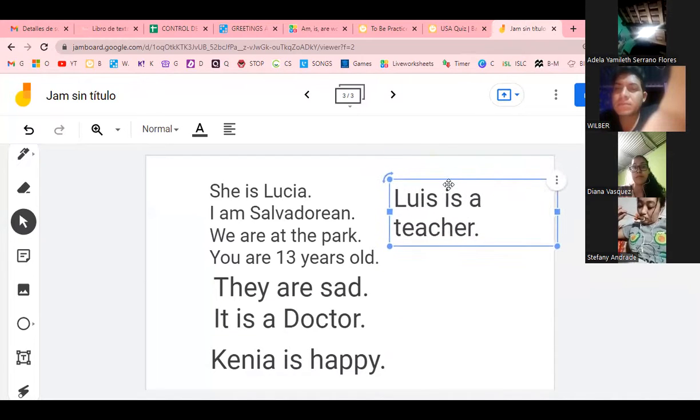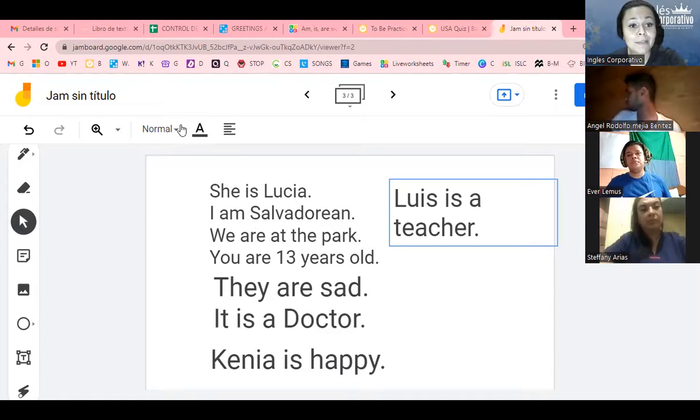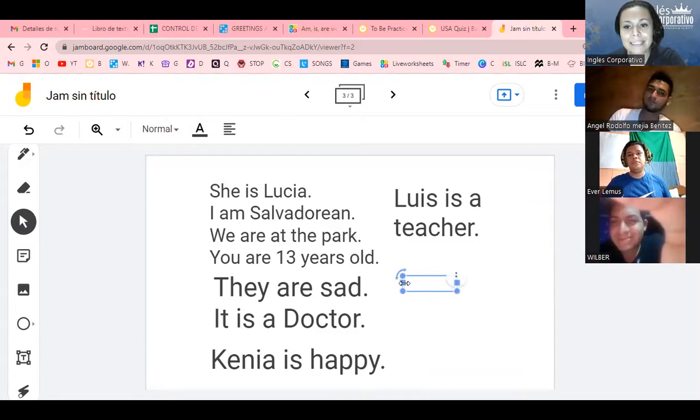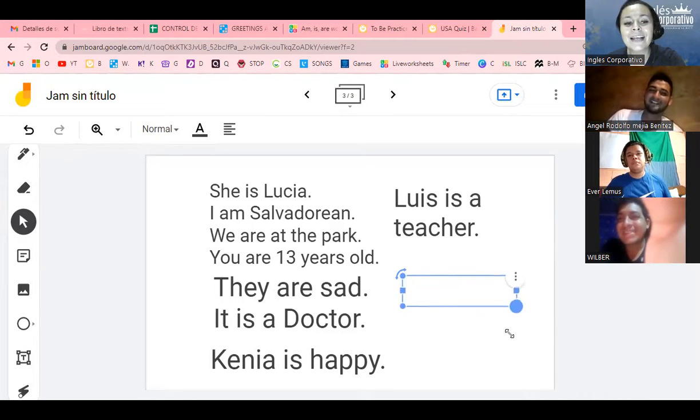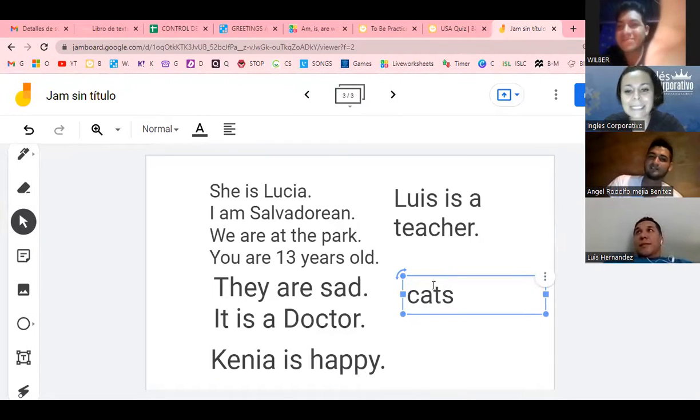Podemos utilizar nombres también, ¿verdad? Do we have any? Wilber, Wilber Orellana, I can see your raised hand. Dime, Wilber. Wilber Orellana, veo que tienes la mano levantada. Hola. Dígame, mister. No, Wilber Orellana. Ajá, el otro chico la levantó. No sé qué pasó ahí con Wilber. Creo que quiere decir algo. Pero no sé. Wilber, ¿tú quieres decir algo?